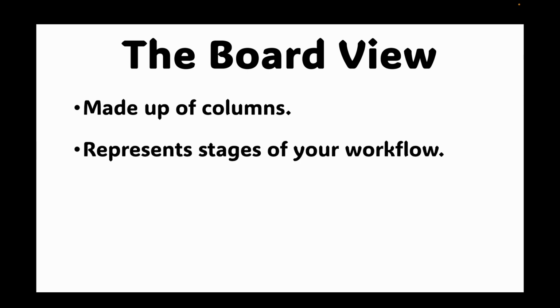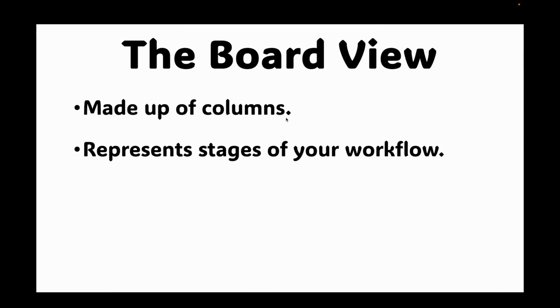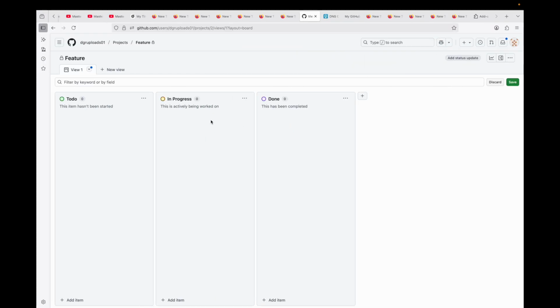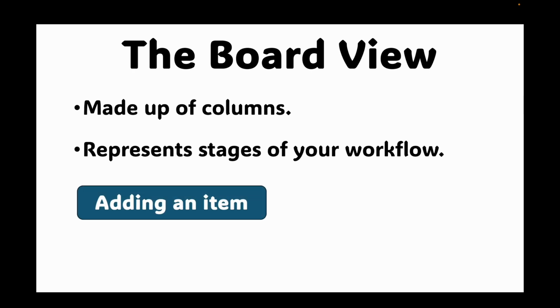The board view is made up of columns that represent the stages of your workflow, like the to do, the in progress, and the done. There are different options under your board view. Here you can do multiple things. You can add an item.